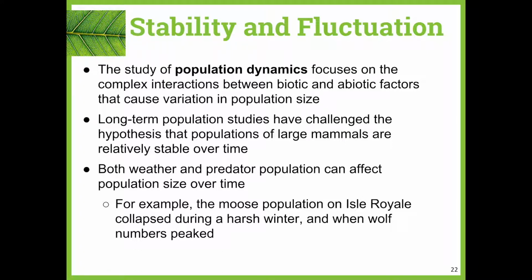What we can see is that weather or predator populations can affect the size. I'm going to show you a video, in two slides, that discusses this example where we have a moose population on this island called Isle Royale that totally decreased. It collapsed during a super harsh winter, and what we saw was the wolf numbers peaked. We'll see the reason for the moose population collapse and wolf numbers peak on this island in one slide.